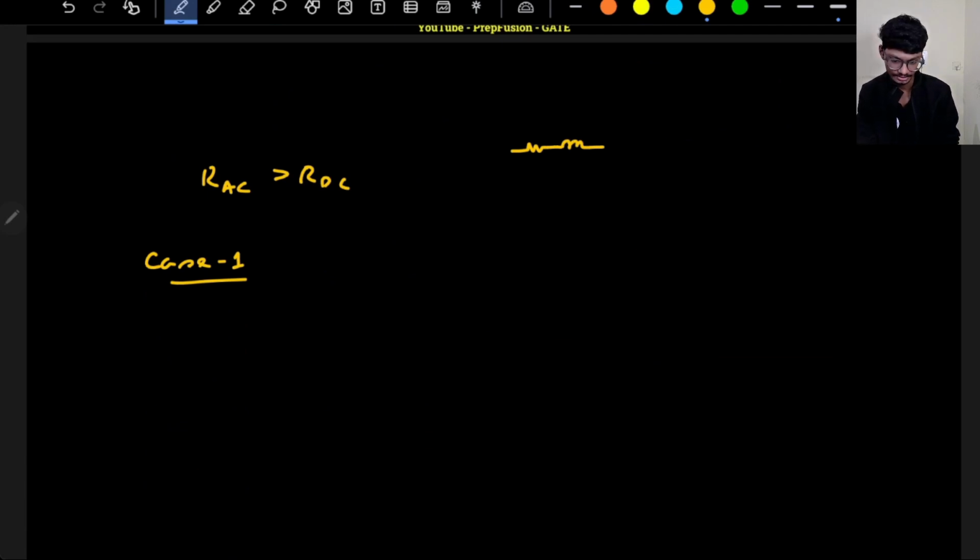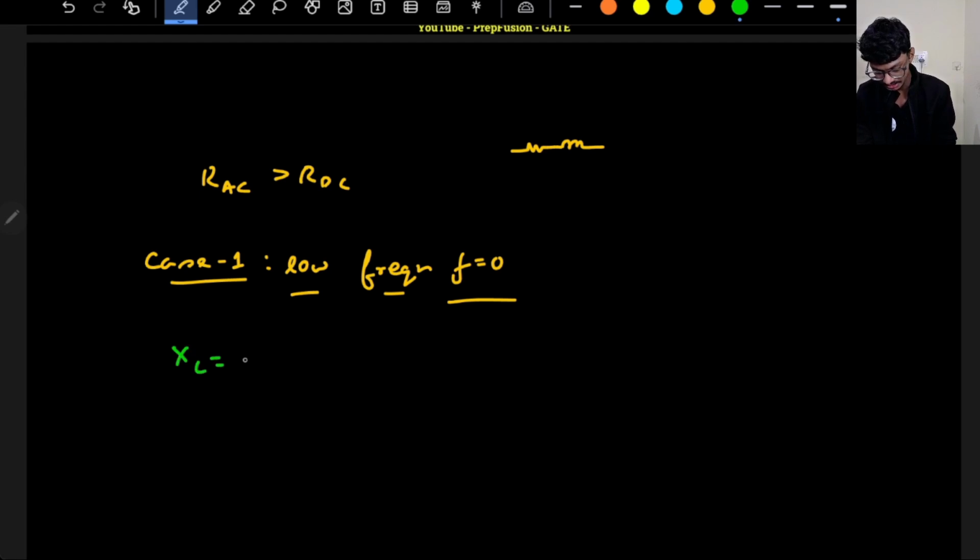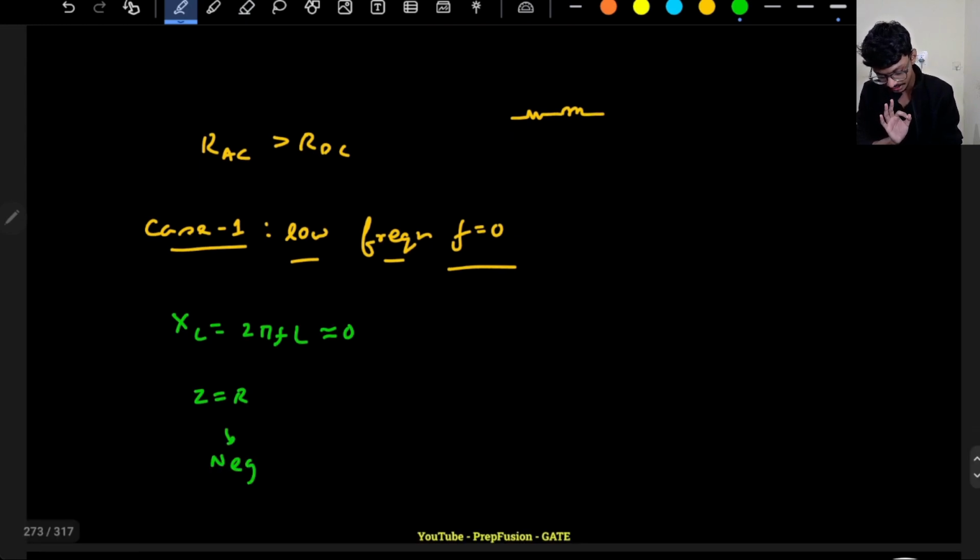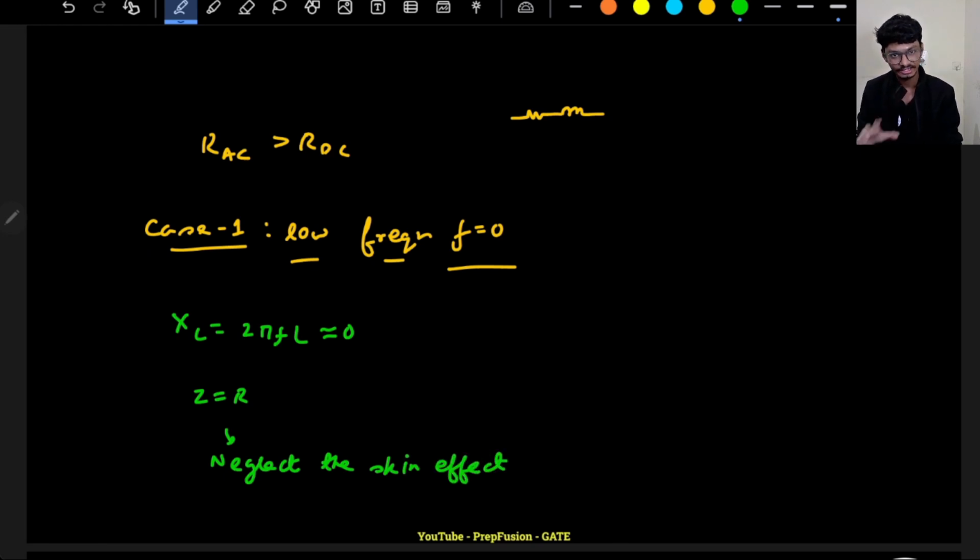So in low frequency, when my F is about 0, near about 0, XL is what? XL is 2 pi F L. So frequency will be very low, so this will be roughly 0. So basically my impedance will be roughly R DC only. So in low frequency, I can neglect the skin effect. But when frequency becomes higher, even at 50 Hertz, skin effect is observable.